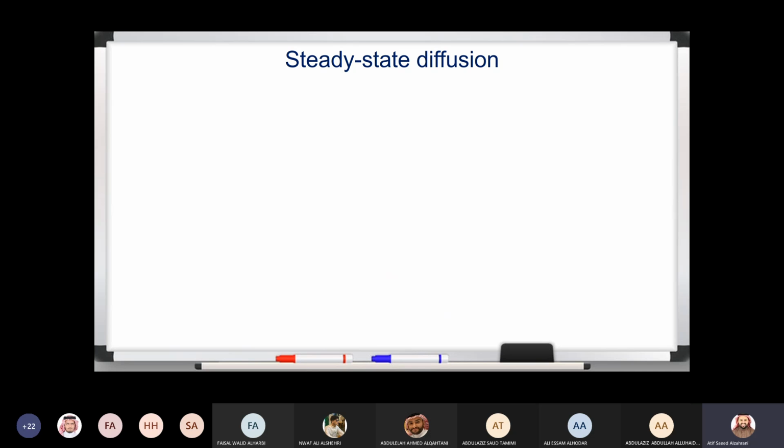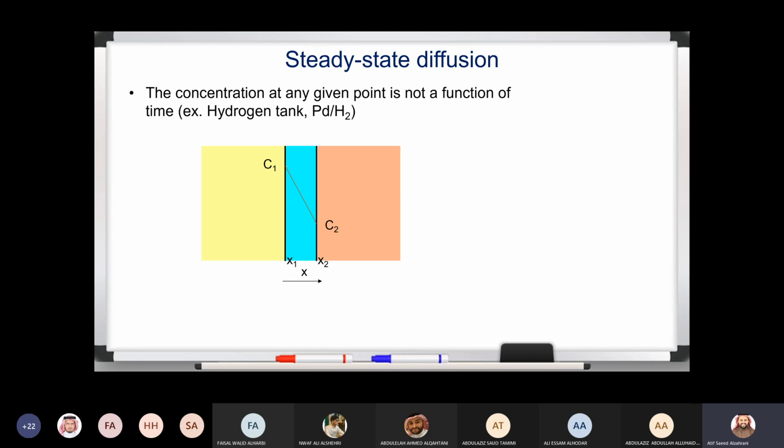So we find out that there are two scenarios. One is called steady state diffusion, and the other is called non-steady state. The non-steady state we're going to talk about next lecture, inshallah, but we're going to focus on the steady state in this lecture. In steady state, we are talking about a situation where the concentration at any given point is not a function of time. Meaning, I think it's better to exemplify it. Have you heard about hydrogen, Shabab? Hydrogen as an energy source, like for example hydrogen powered cars, fuel cells, or something like this. Have you heard anything related to it?